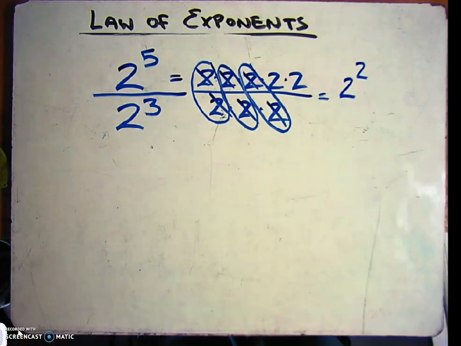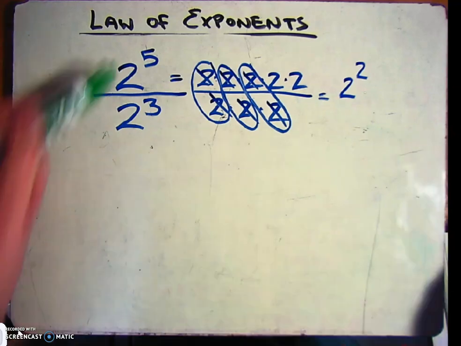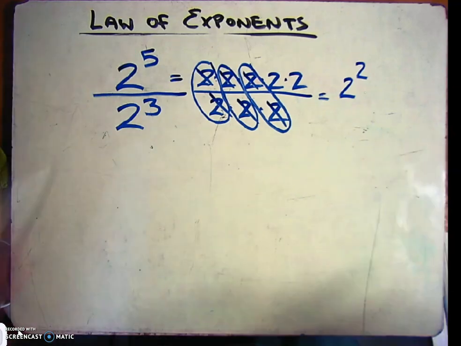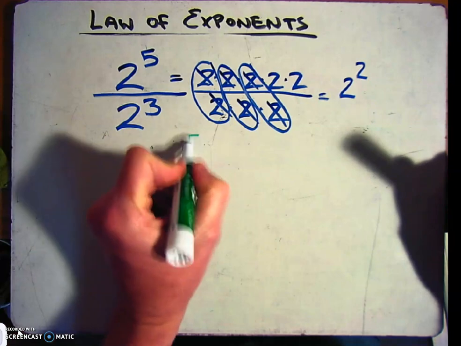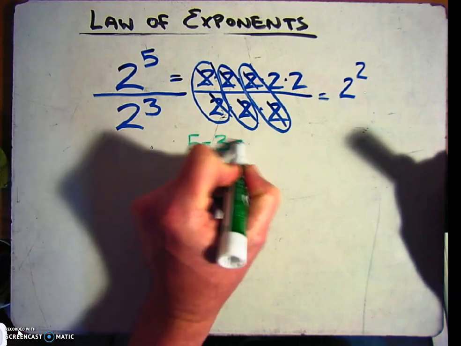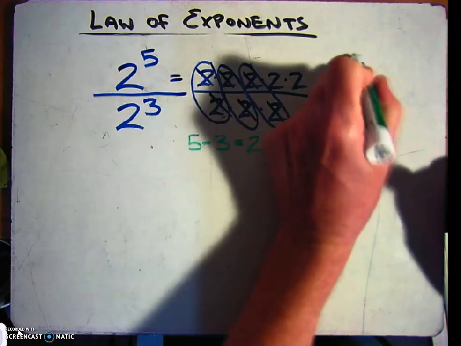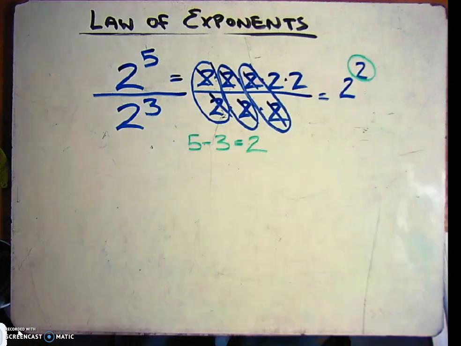Now we may notice something interesting about the exponents of 5 and 3. We see that 5 minus 3 is equal to 2, which was the exponent that we ended up with.